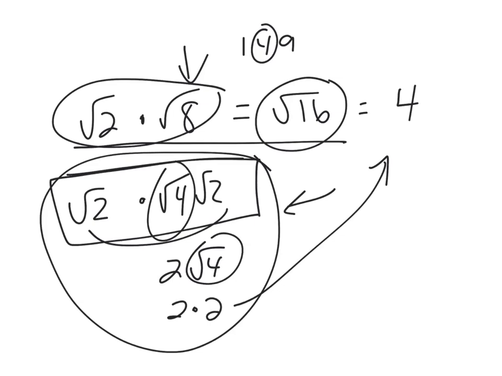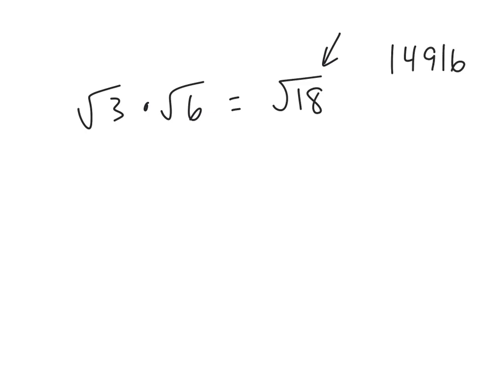Let's try another one of those. Let's go radical 3 times radical 6. Okay, so neither one of these breaks down. So I just leave it radical 18. But now this is reducible. I got 1, 4, 9, 16. So 18 would be here. 16 doesn't go in, but 9 does. So it's radical 9 and radical 2, which is 3 radical 2.